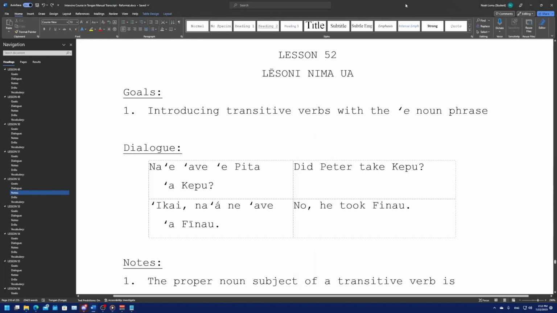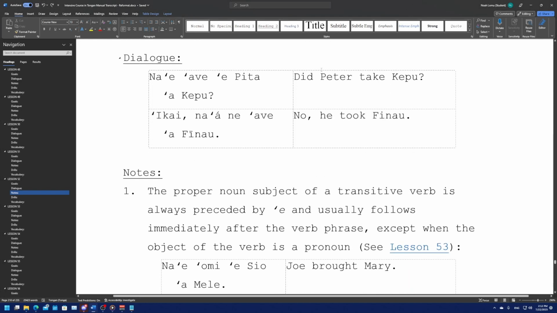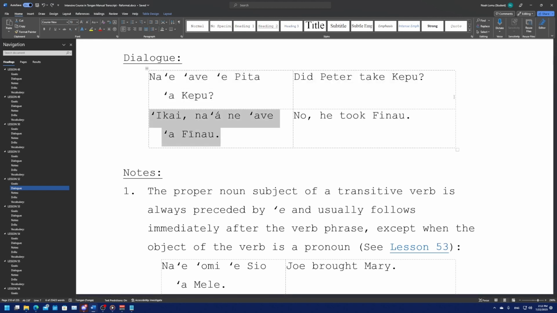Na e ave e pita a kepu. Na e ave e pita a kepu. I kai. Na ane ave a finau. I kai. Na ane ave a finau.